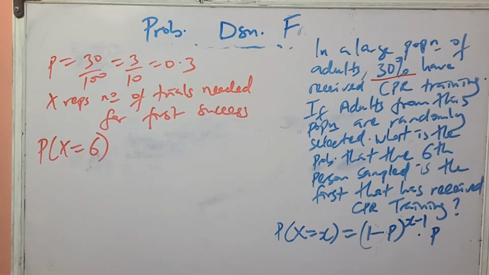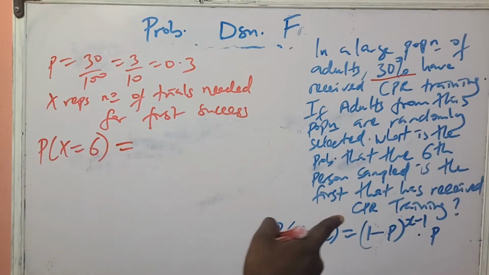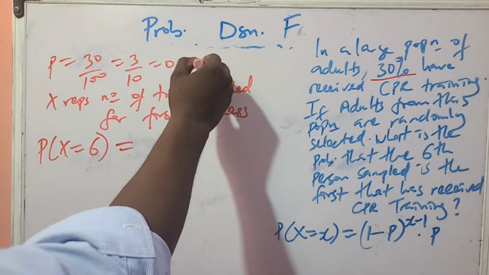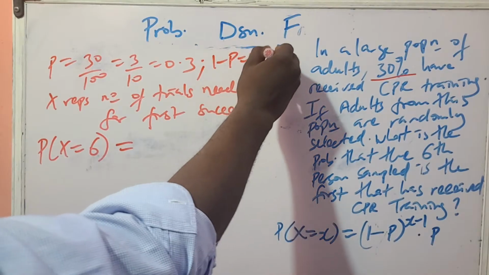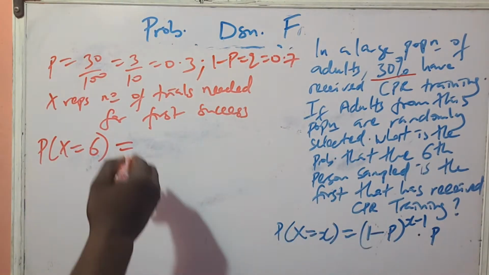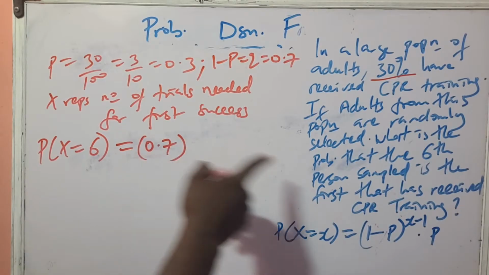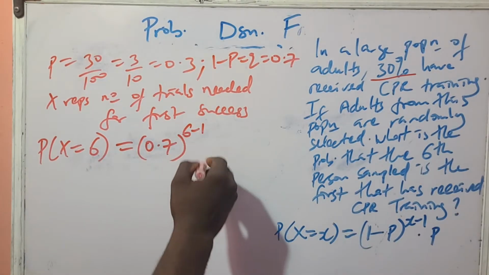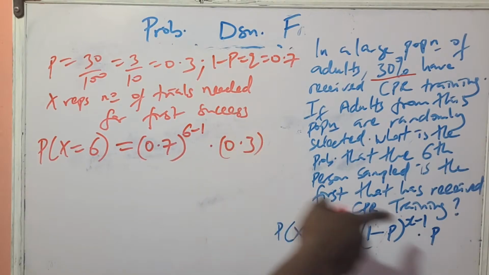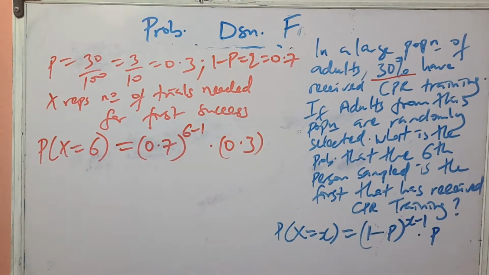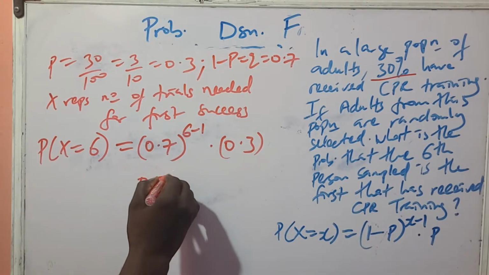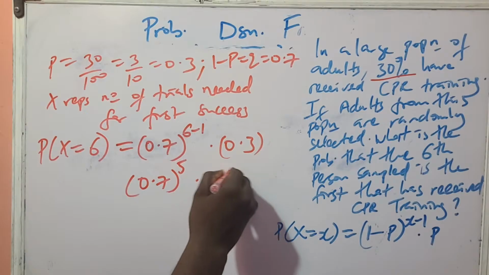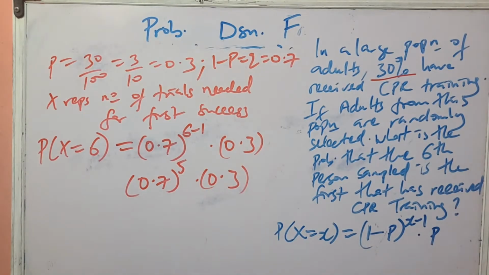So looking at this now, the probability of x equals 6 will be equal to, your p is 0.3. That means your 1 minus p, which is q, will be 0.7. So 1 minus p will be 0.7 raised to the power x, which here is 6, that is 6 minus 1, multiplied by 0.3, which is the probability of success. You have all the data there. So this will be 0.7 raised to the power of 5 multiplied by 0.3. And if you do this, you should get a value of 0.0504.